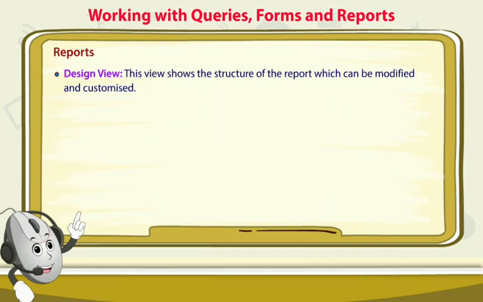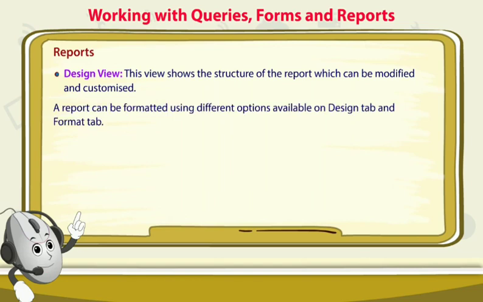Design View shows the structure of the report. Here we can create and design our report. A report can be formatted using the different options available on the design tab and format tab. Like in Word and Excel, we can format it using the design and format tabs.